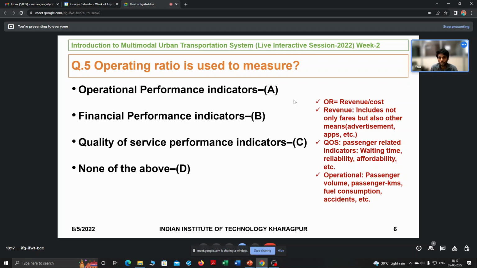So then what is operating ratio? Actually, operating ratio is the total revenue earned by the agency divided by the total cost. Here it is not only the fare, but also, like, if the bus is using the app to provide you the time of arrival at different bus stops, using that also the bus may earn revenue, right? And also through different advertisements and different activities related to transport, the bus may earn revenue. So that's the total revenue and the total cost. Then the operating ratio is what? A financial performance measure, not the other two measures, right?